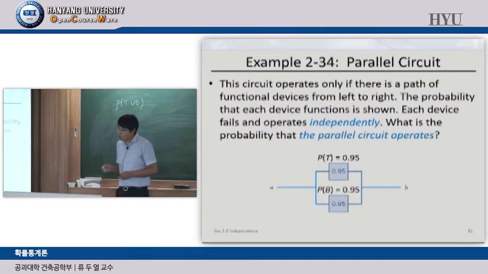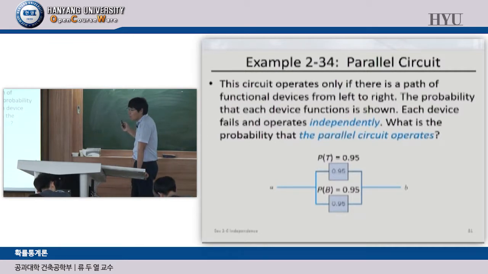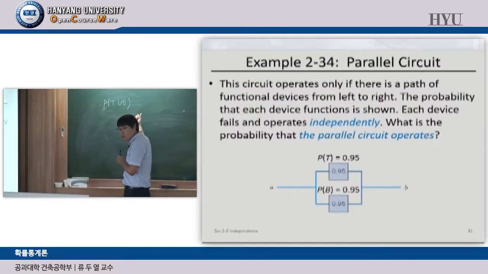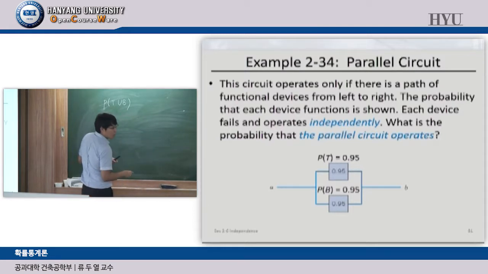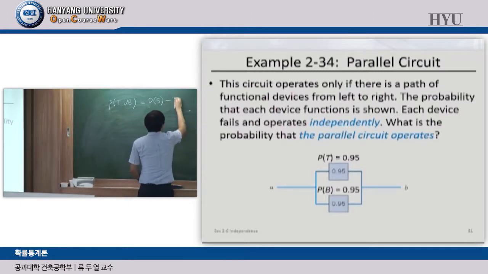So in this case, we all know that this problem should be related to the independence concept, right? And in this case, how can we solve the union? Because we discussed the intersection, right? To explain the independence. So this should be changed to the independence relationship. So this can be the probability of the sample space minus the probability of the intersection of T prime and B prime.